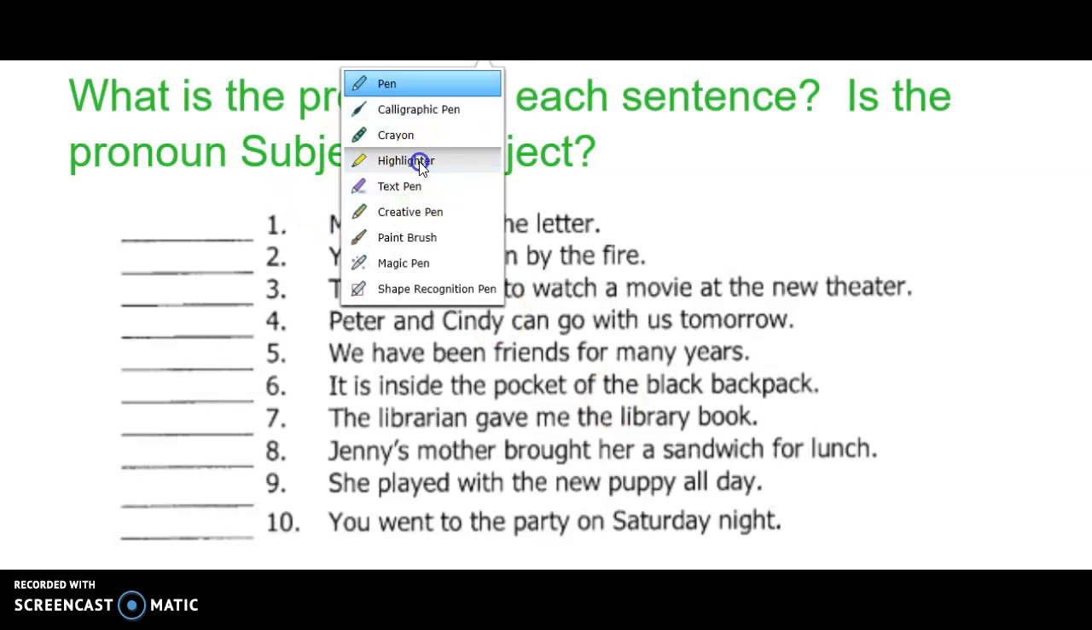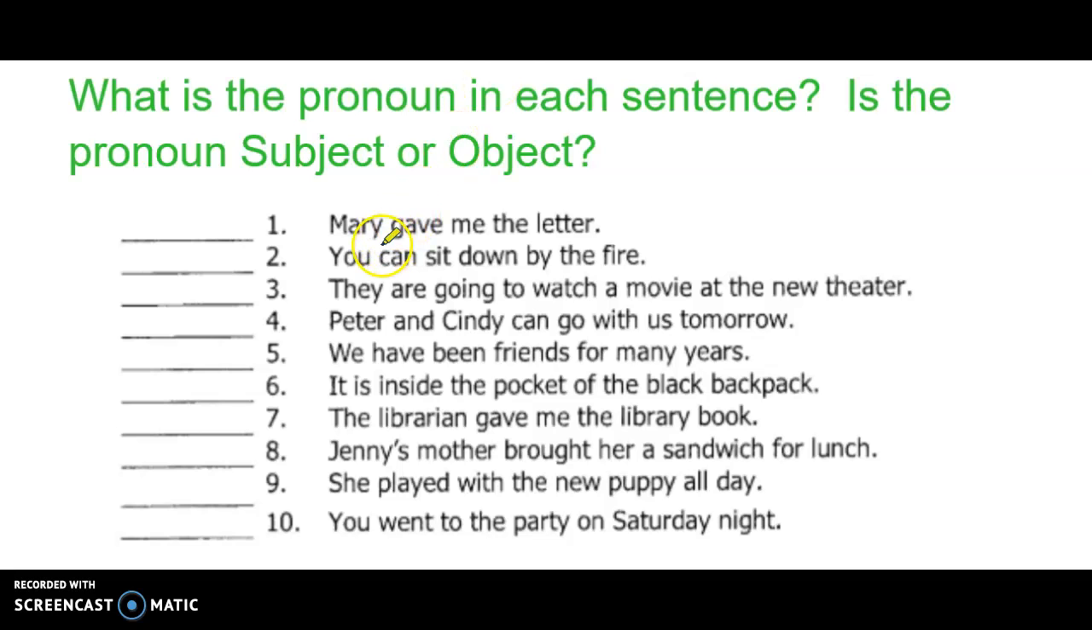So, Mary gave me the letter. So me is going to be my pronoun. And if I looked at that, okay, Mary gave, so Mary's going to be my subject and my doer, okay, and me, I'm the receiver, so this is going to be an object pronoun, okay, so I would just put object on the line.